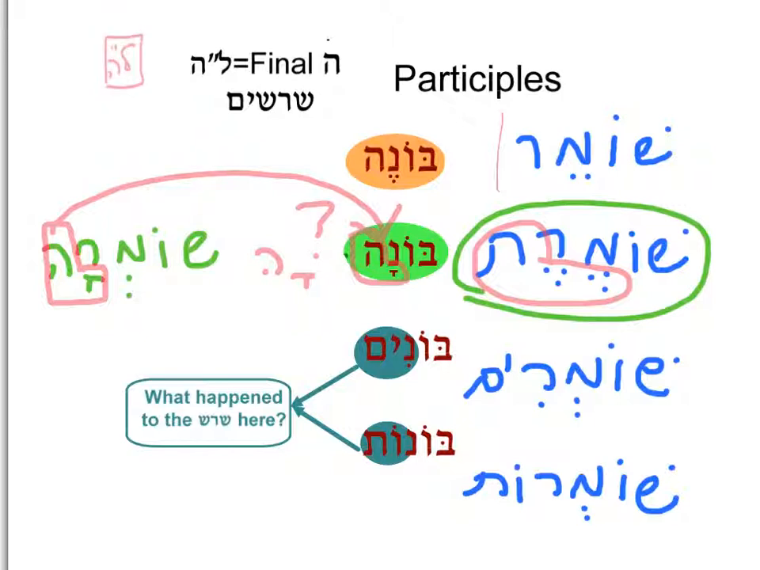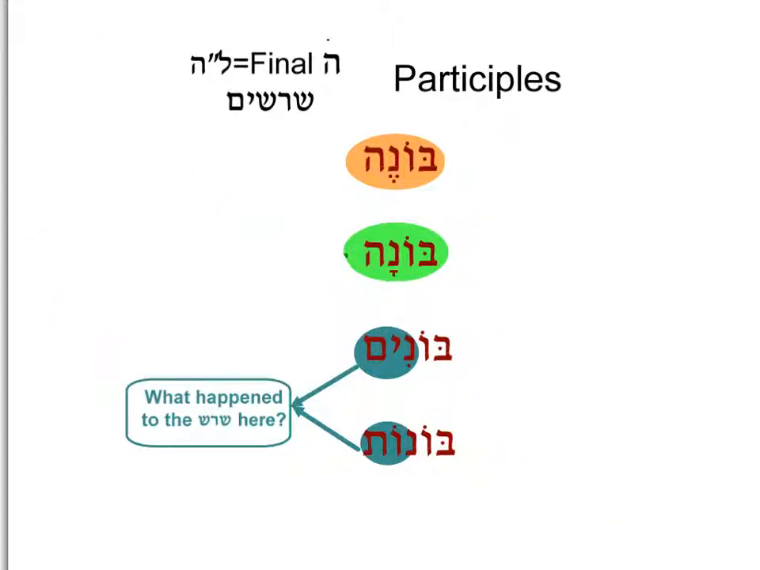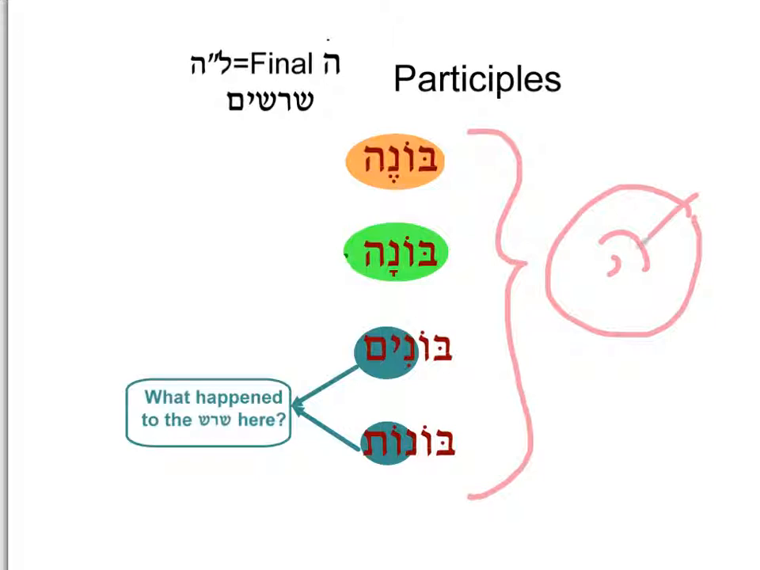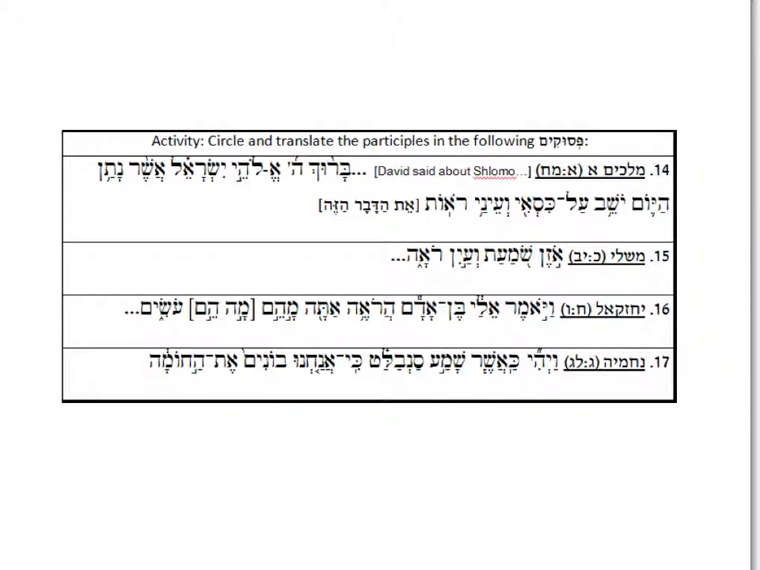Now that we see the entire conjugation of lamed hey, I can see boneh, bona, bonim, bonot. In all of these cases, the hey is not sounded. Either it's dropped or it remains silent. Let us now look at the following four examples where we see lamed hey shorashim in action in Tanakh.